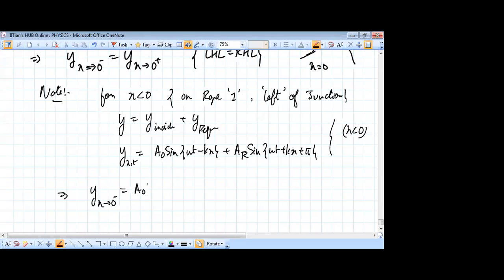So they will become E0 sine ωt plus E_reflected sine(ωt + π), because remember, there's a phase inversion. So if you take the π into account, it becomes (E0 − E_reflected) times sine ωt. This shows that just on the left hand side, the oscillation is happening with an amplitude of E0 minus E_reflected.